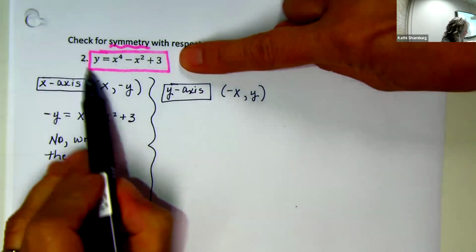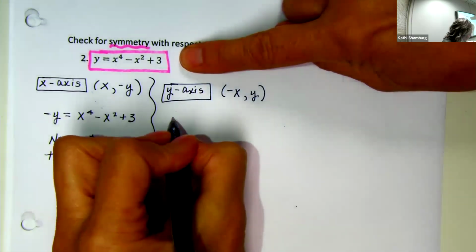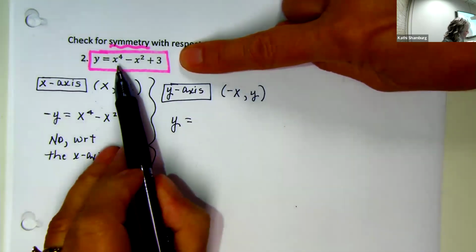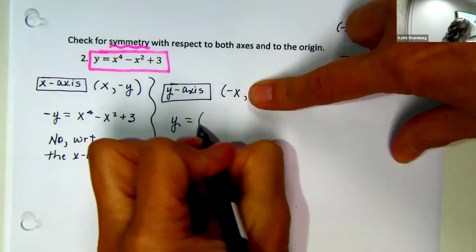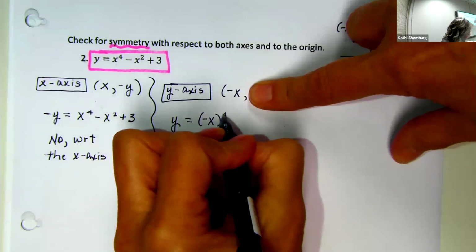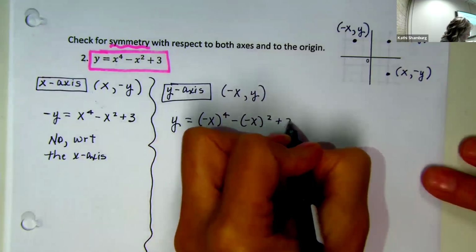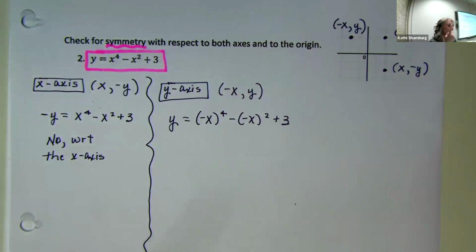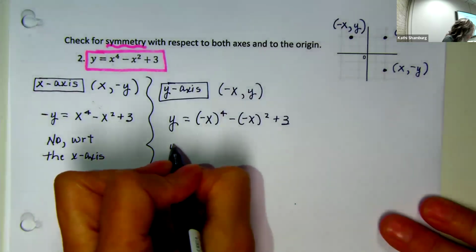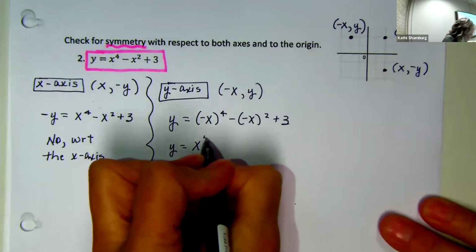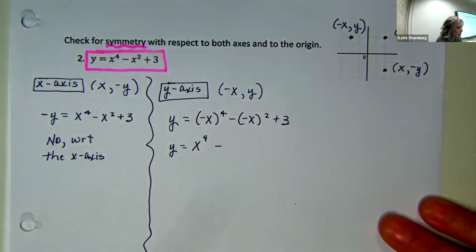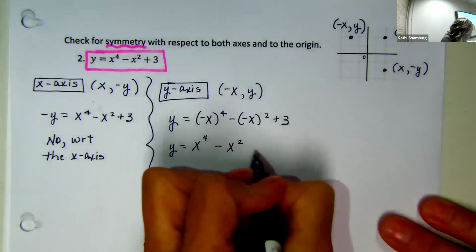So in place of y, we're just going to put y. In place of x, we're going to put negative x. Now, it's important that you use parentheses. All right, so we are taking negative x times negative x times negative x times negative x. Will that end up being positive or negative? Positive. So when I simplify this, this gives me x to the fourth minus negative x times negative x, which is just x squared, plus 3.